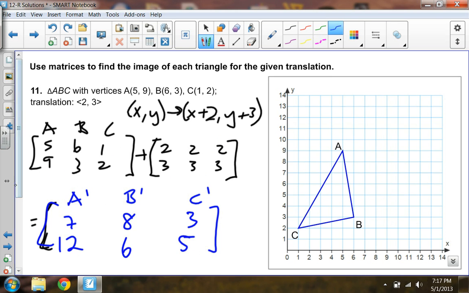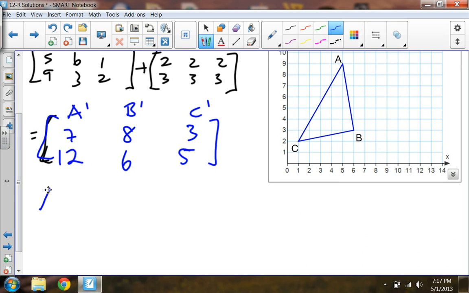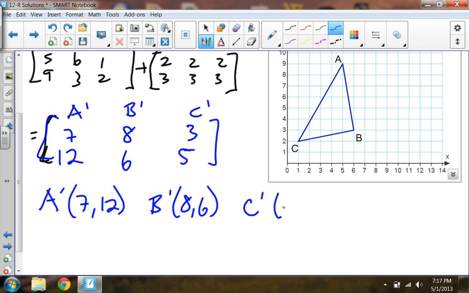So here should be my final coordinate points for the translated vector. I get A prime at 7, 12, B prime at 8, 6, and C prime at 3, 5.